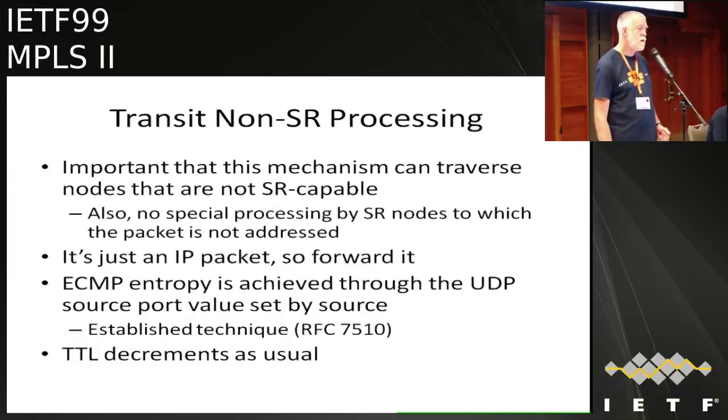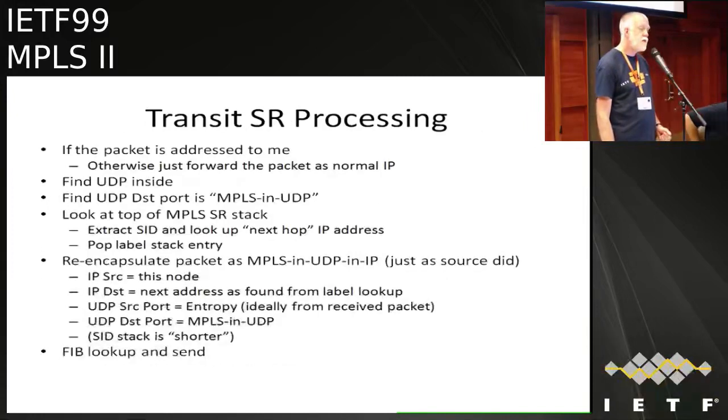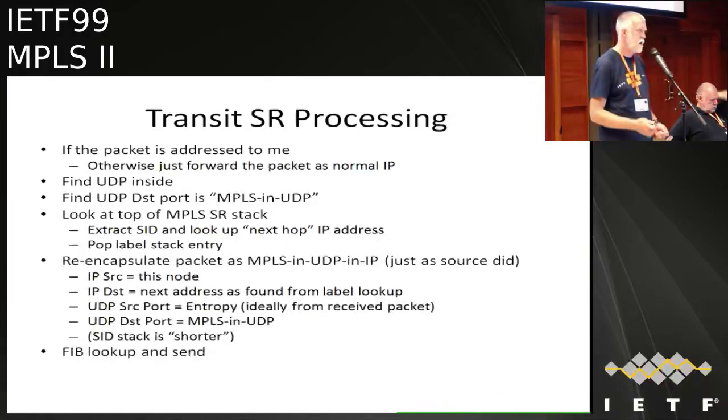If you're a transit SR node, well, there are two things. If it's addressed to you, you need to work on it. If it's not addressed to you and you're SR capable, you don't touch the packet. It's just an IP packet being routed through. So if it is addressed to you, you look at the packet, you go, oh, it's UDP, oh, it's MPLS in UDP. Now I look at the SR stack that's in there, I get the next hop, and now from now on I behave just like I did at the ingress. I look up the SID to find the IP address for the next hop, and I encapsulate again, look it up and send. So a transit is effectively doing the same work as an ingress.